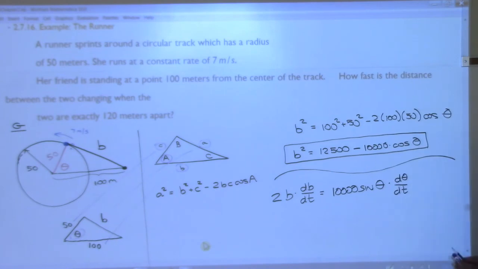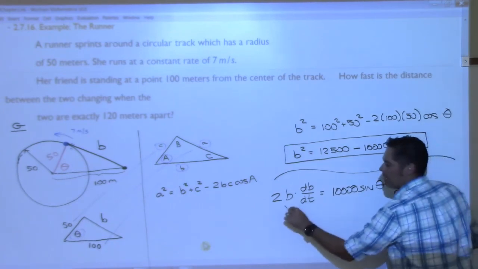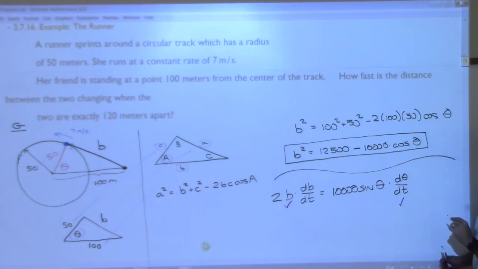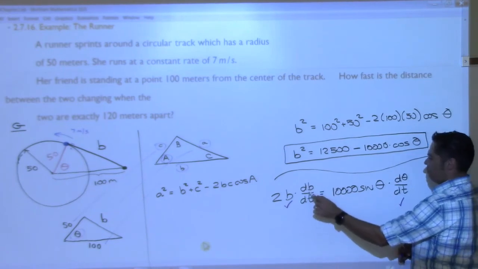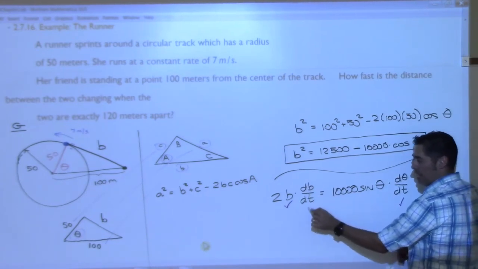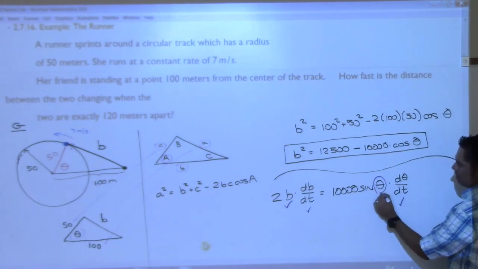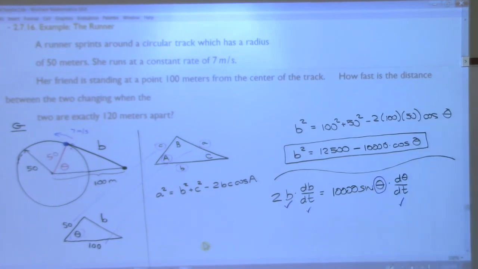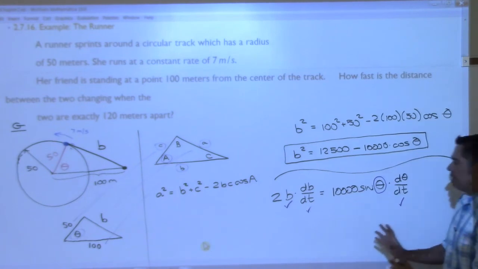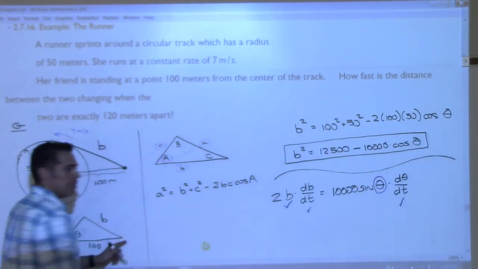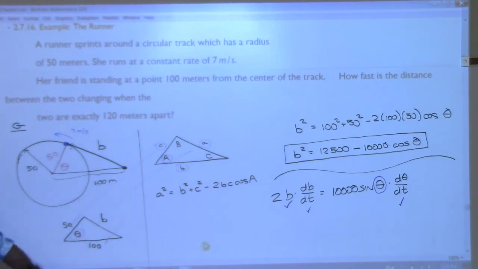We check it. D theta dt, we know that, don't we? I also know what b is. B is 120. Now you can fix it. Do I know db dt? I don't know that, but that's what I want, right? So I'm okay seeing that. The only thing I really need to know is what theta is, and that means I need to know what sine theta is. Unfortunately, this is not a right triangle, so I can't use the Pythagorean theorem to get sine. You actually have to solve this for theta. You're going to have to go get theta. Now, how do you get it?